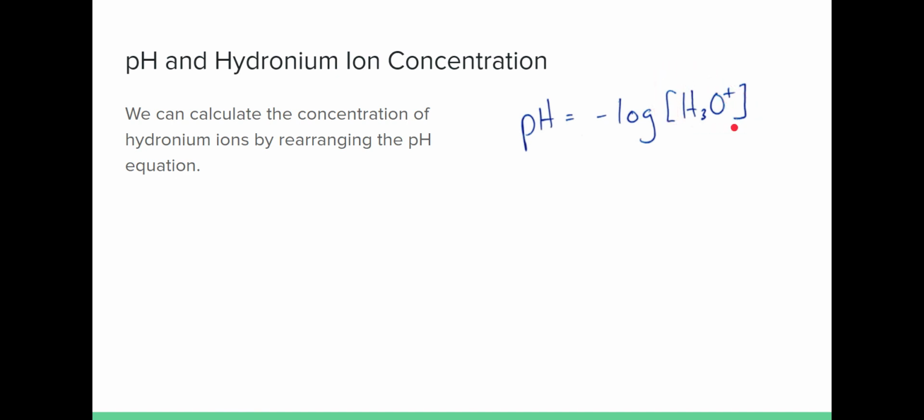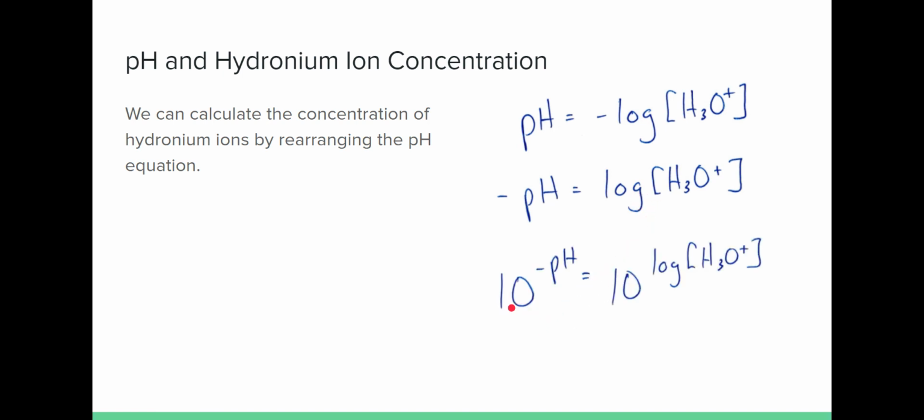Now there's another way that we can express this equation if we know the pH, but we don't know the concentration of H3O+. We can rearrange this equation by dividing both sides by -1, and then to get rid of a log base 10 in math, we have to take 10 to the power of both sides, which will essentially undo our logarithm on this side of the equation.